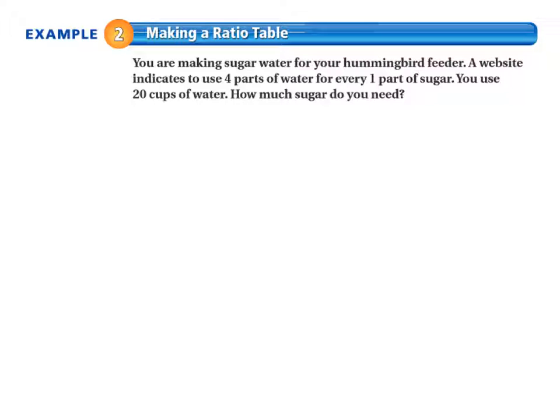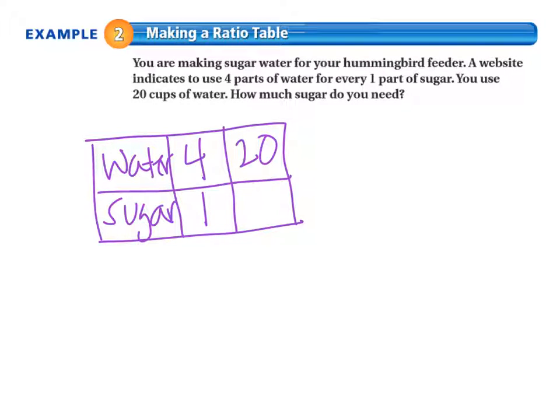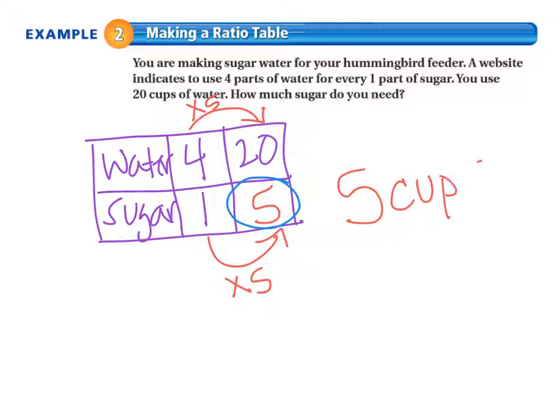Well, I'm going to use a ratio table for this. Here I have water. Here I have sugar. And I have 4 parts of water for 1 cup of sugar. And I know I use 20 cups of water. So this is what I'm looking for. To go from 4 to 20, I multiply by 5. If I do it to the top, I do it to the bottom. 1 times 5 is 5, which means I used 5 cups of sugar.